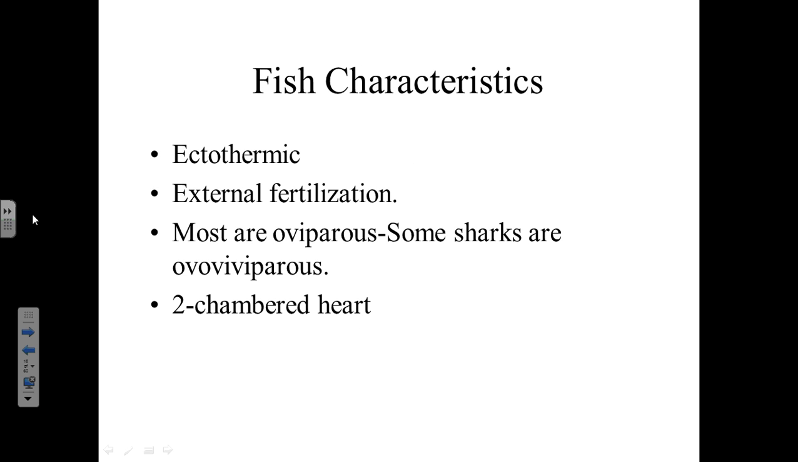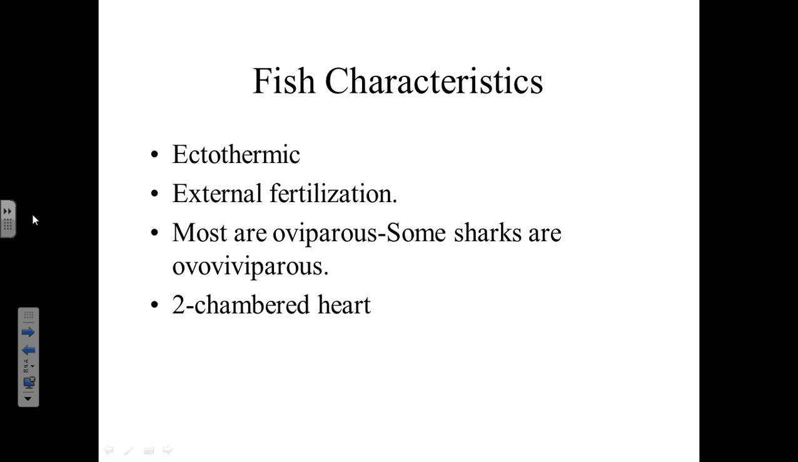They're ectothermic, which means what? Body temperature is controlled by the outside temperature. That's not as bad if you're in water, though, because what have we said about water? It has a high specific heat, which means its temperature doesn't change as much as the temperature of air.